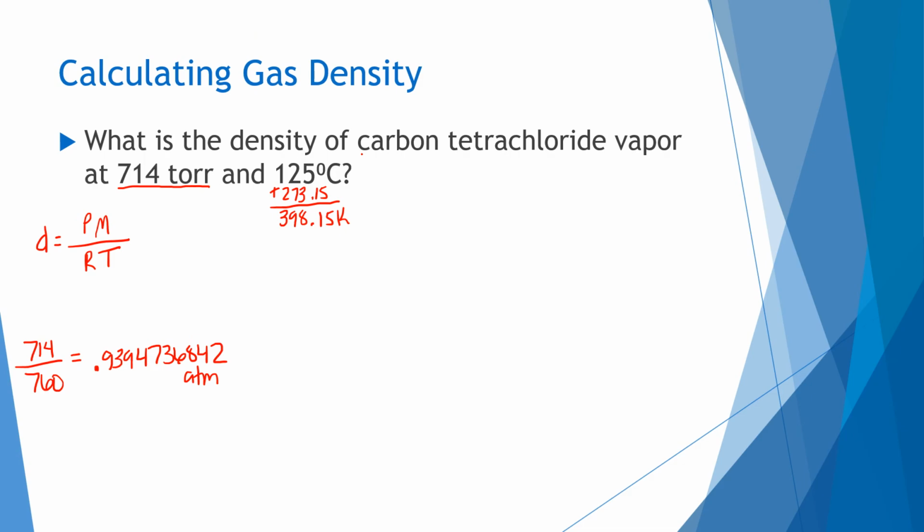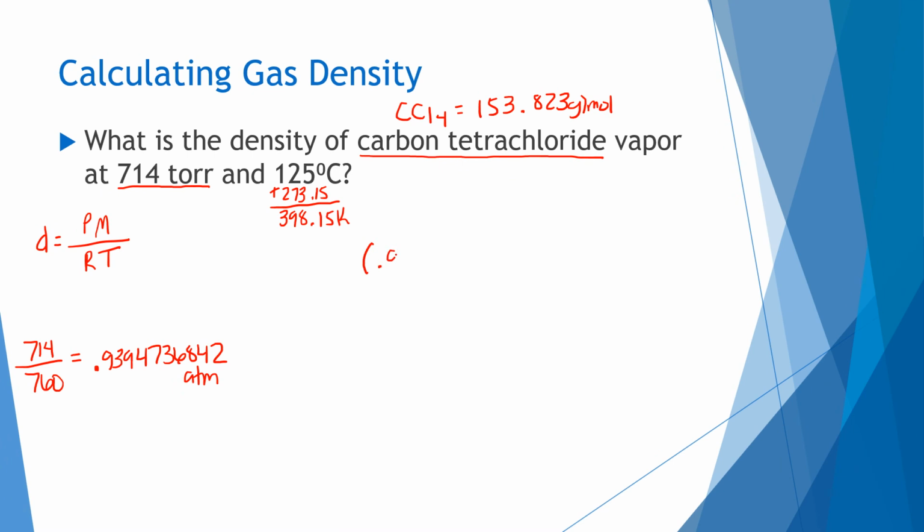The last thing that we need is our molar mass, and that's going to be based off our formula. So it says we have carbon tetrachloride, which is actually 1 carbon, 4 chlorine. And so we just have to find the molar mass of this, which we end up getting as 153.823 grams per mole. From there, we have all of the information in order to plug it into our equation.